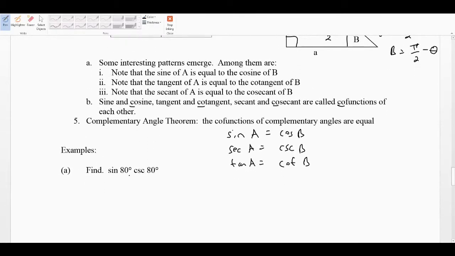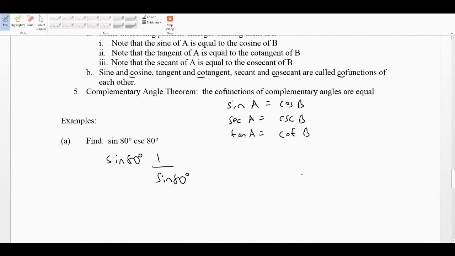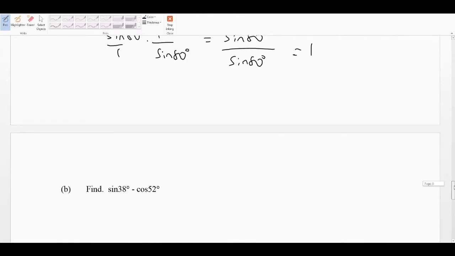Here we go. We have an example. Sine of 80 degrees times the cosecant of 80 degrees. Well, first off, we need to look at the fact that cosecant is the same as 1 over sine. So this example probably should have been up here, but that's fine. So sine of 80 times 1 over sine of 80 is the same as sine of 80 divided by sine of 80, which is equal to 1, because when you multiply fractions, you multiply straight across. But this next example is one we need to talk about.